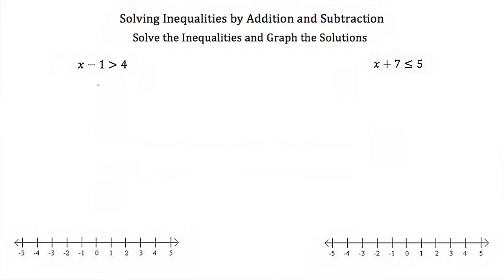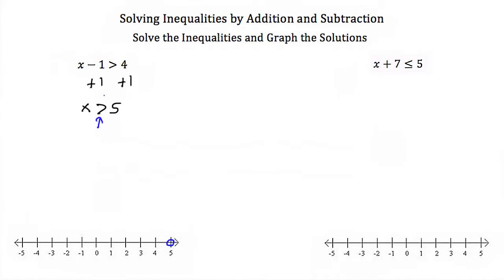If we have x minus 1 is greater than 4, we would just add 1 to both sides, and we would have x is greater than 5. Now if we wanted to graph our solution, x is greater than 5, we would go to 5 on our number line, and we would put an open circle. And we put an open circle because this is a greater than sign. It's not a greater than or equal to sign. So 5 is not a valid solution.